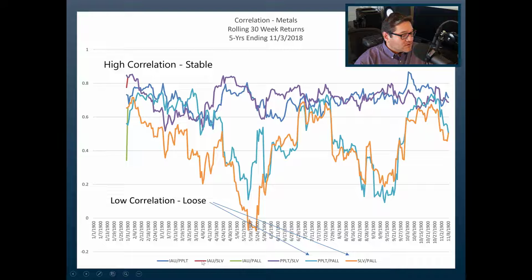is silver and gold. But notice what you see with the other ones here, the low correlation, the loose ones. What you see here is platinum and palladium, and silver and palladium are very, very loosely correlated, and they're volatile. They're not stable. They're all over the place. So that tells you a lot about palladium, right? Palladium is not like gold and silver. Platinum is slightly less like gold and silver. And if you go back and look at the fundamentals, they're different.